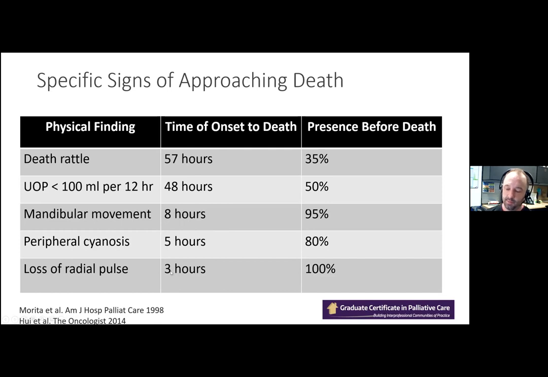Peripheral cyanosis, or people talk about duskiness, about 5 hours, present about 80% of the time. And another one that is really helpful is loss of radial pulse. So as you start comfort care, if you check for that, they have a radial pulse. The next time you see them, they don't. It means you're very, very close. I actually saw that this morning in a patient. But it can be tough to catch depending on when you're rounding and how you're rounding.